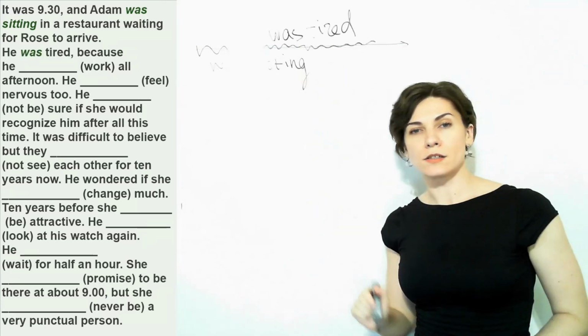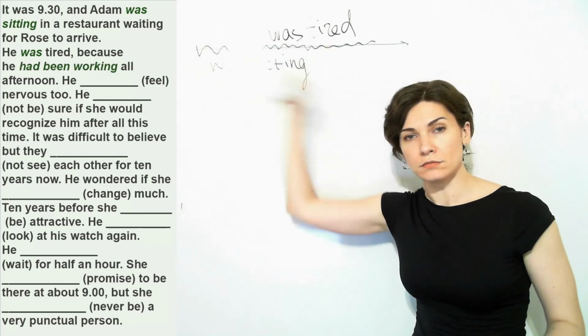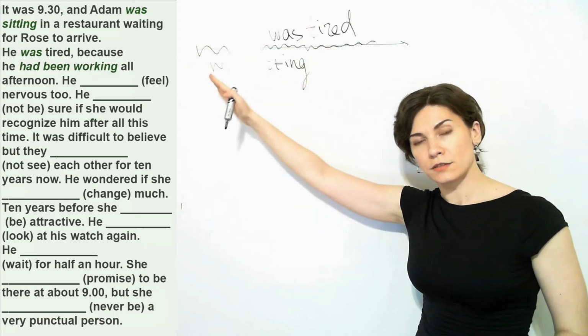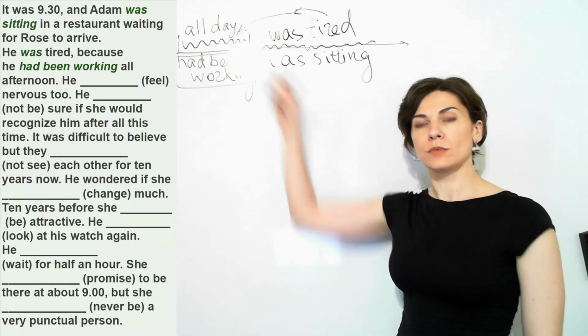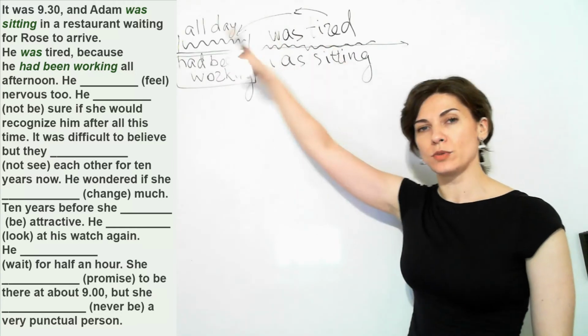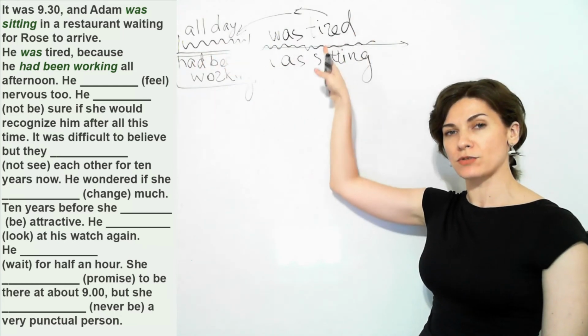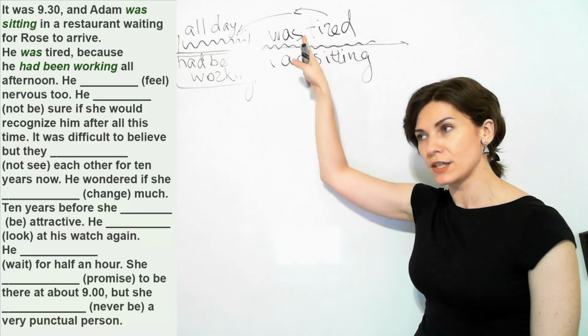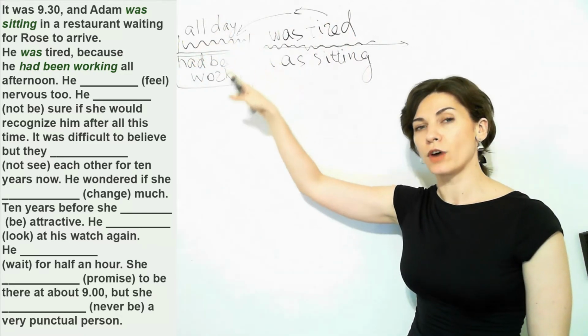At that time when he was sitting, he was tired. Why was he tired? He was tired because before that, he had been working all day. It's a process which had happened before other actions, before he was sitting in the restaurant and before he was tired. And this process lasted for some time. We mentioned for how long.